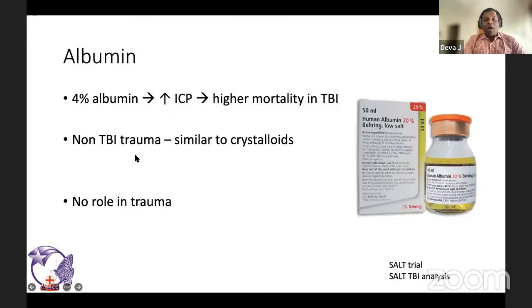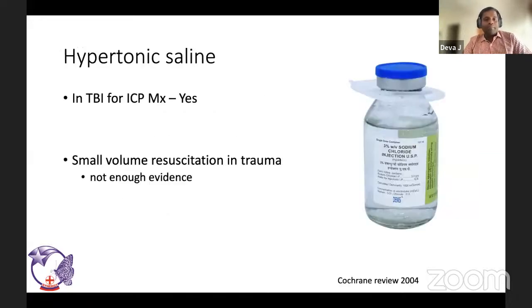That's it. So non-TBI, it's pretty similar to crystalloids. There is no difference between crystalloids and albumin. So you might not want to use it, because one bottle of albumin is about 6,000 rupees. A bag of crystalloids is about 120 rupees. So if the two are equal, you might as well choose the cheaper one when you resuscitate and not the most expensive one. There's absolutely no role for albumin in trauma. Unlike sepsis, where Dr. Ebi mentioned, you give crystalloids, and if you think they're going to need more and more, you might want to consider albumin. No talk of that in trauma, no albumin.